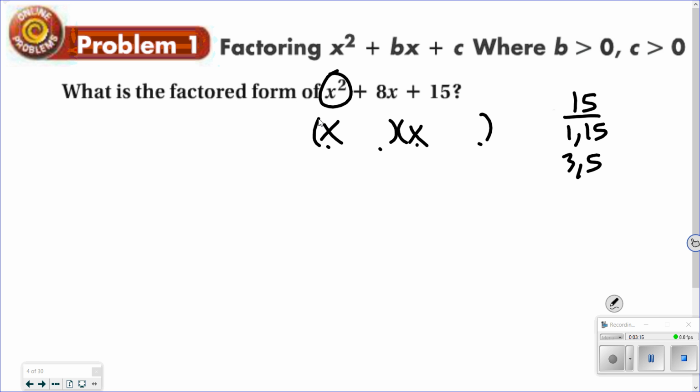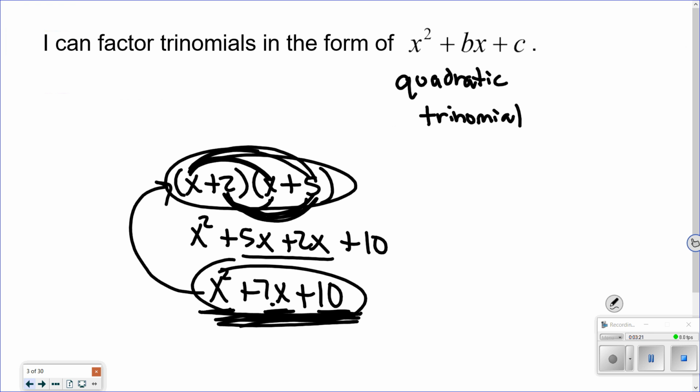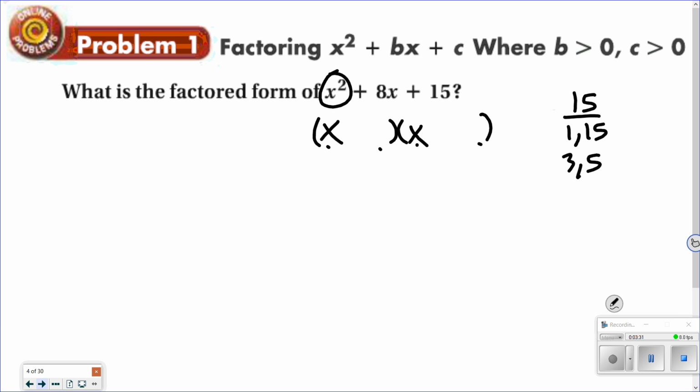We have to figure out what the middle number is going to tell us which one to use. So go back to here. This 7x right there in the middle came from adding those two together, right? 2 times 5 is 10, but 2 plus 5 is 7. So we're going to look for which ones add up to be the middle term. The middle term is 8, so 3 plus 5. I'm going to put in here plus 3 and plus 5.